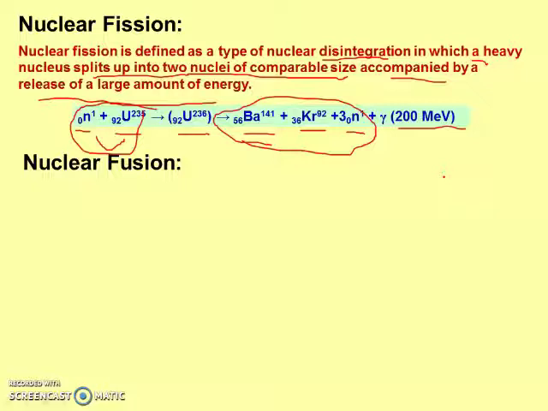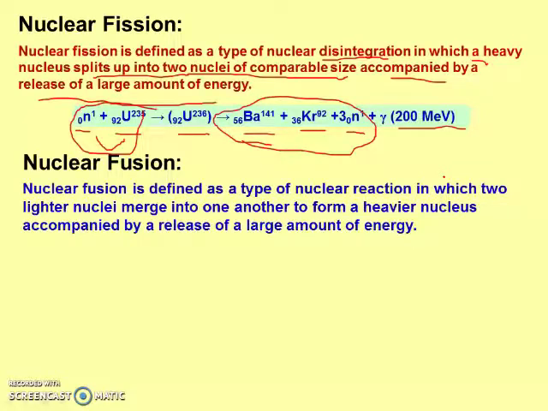Now nuclear fusion. In light nuclei, the binding energy per nucleon is less. To achieve stability, these nuclei fuse together and form a heavy nucleus. And in this process, a large amount of energy is also produced at the cost of mass defect. This process is called nuclear fusion.